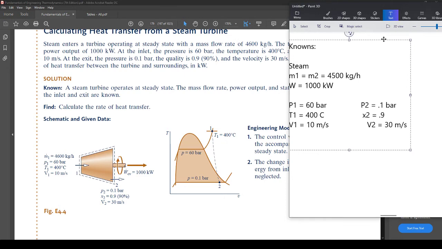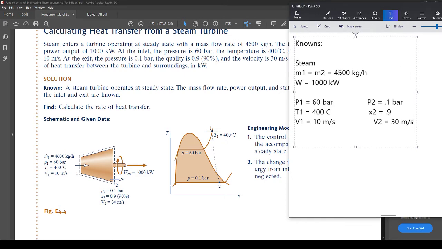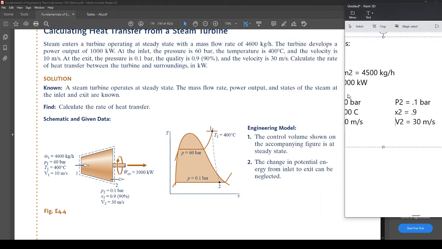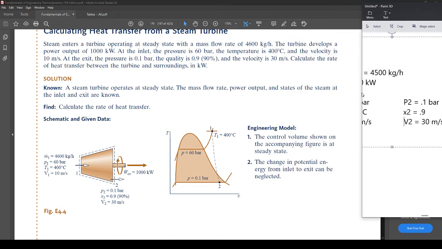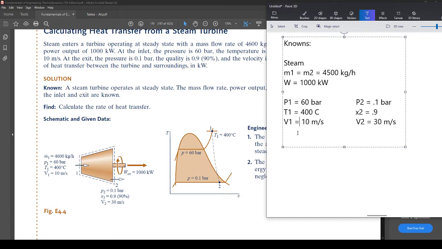So as you guys can see in this turbine question, this difference in velocity is not much at all. But since they gave it to us, we're going to use it. And it says, calculate the rate of heat transfer between the turbine and the surroundings. So our goal is to find the heat transfer. So Q from 1 to 2 is that. So that is what we know.